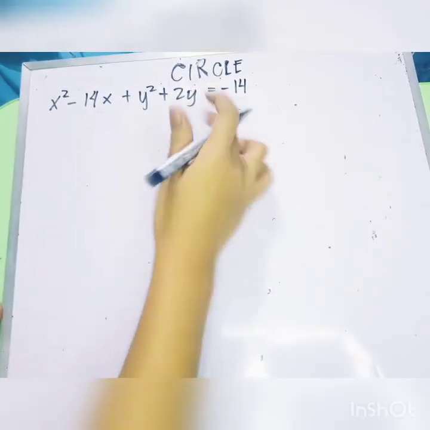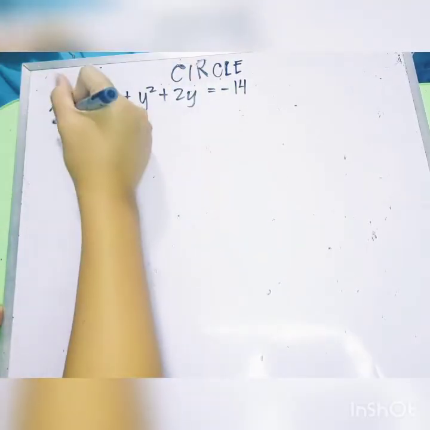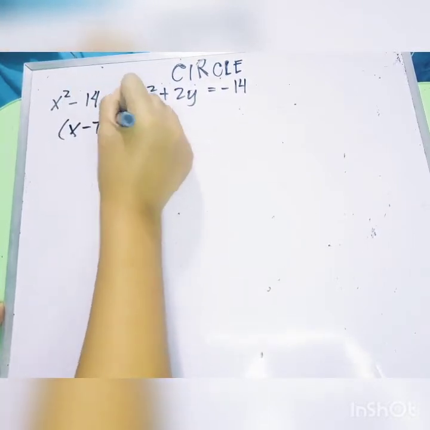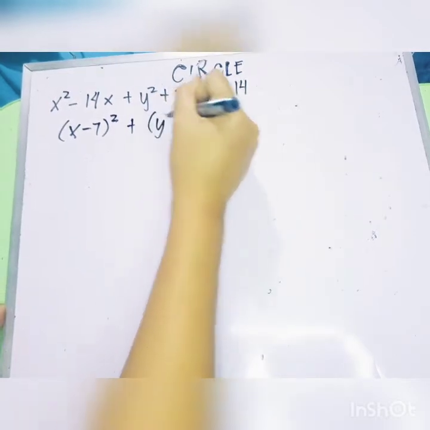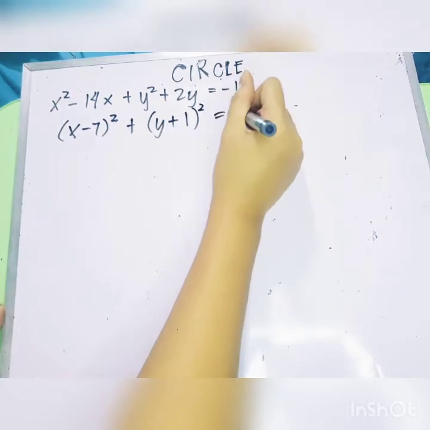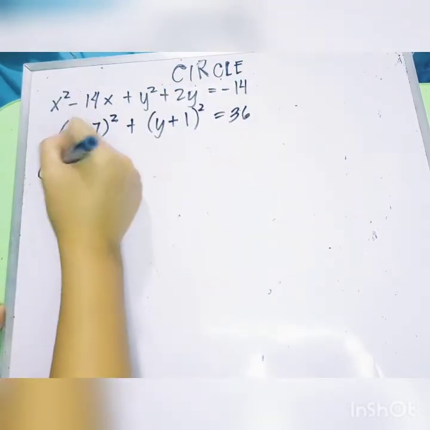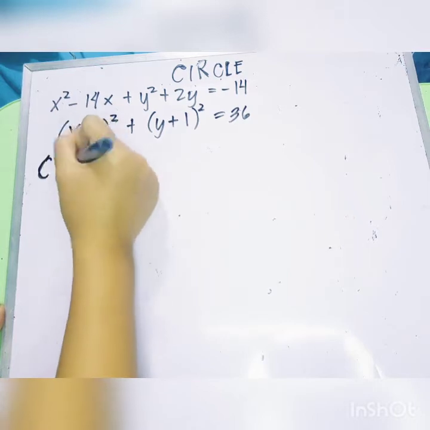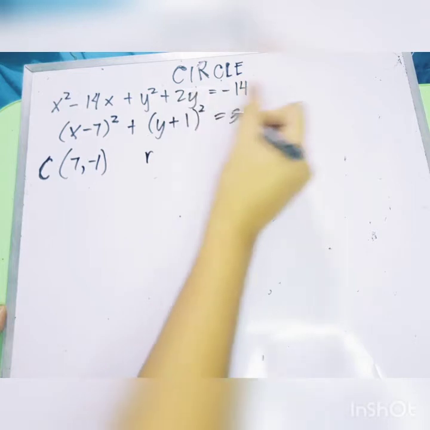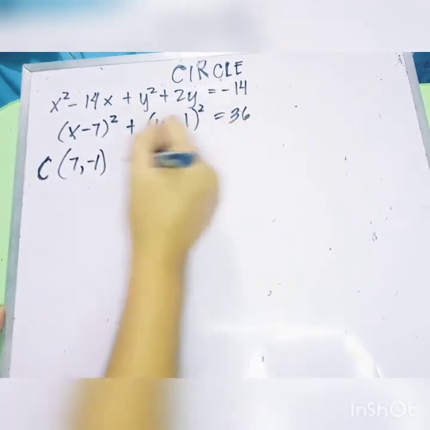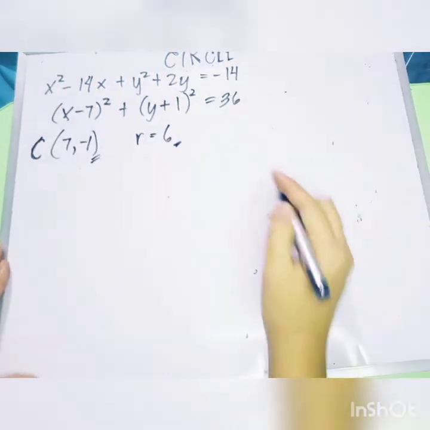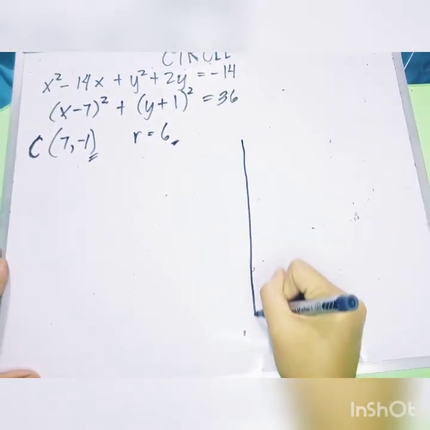For the general equation and for the standard equation we get, a while ago, nakuha natin na standard equation, we have x minus 7 squared plus y plus 1 squared equals 36, okay? For the center, we get the values positive 7 and negative 1. And for the radius, we have 6. Again, having these two, we can now graph the circle. Okay, first, draw a Cartesian plane.